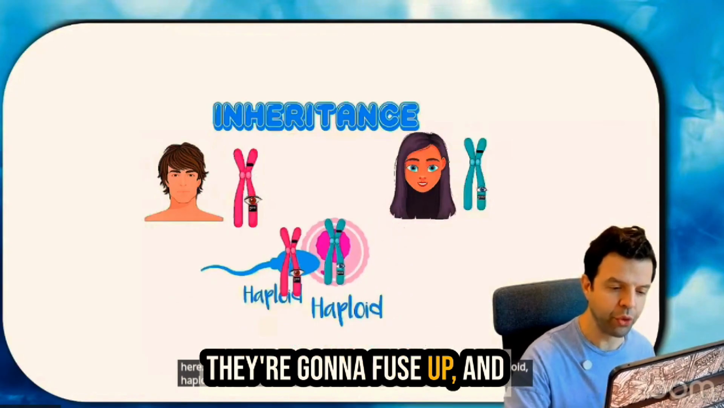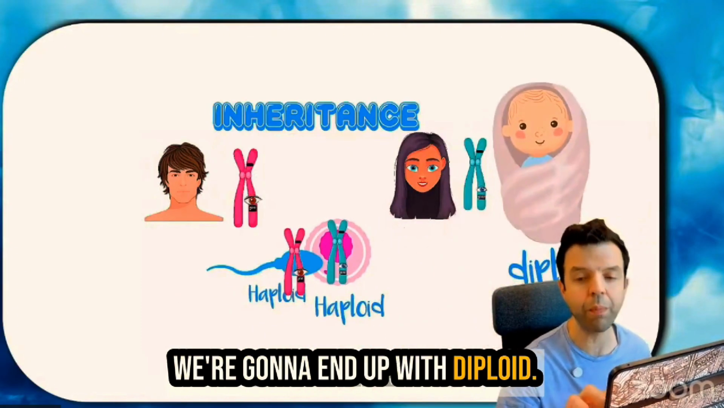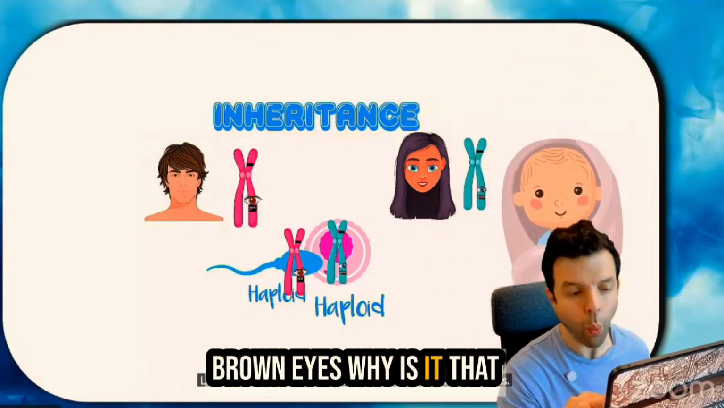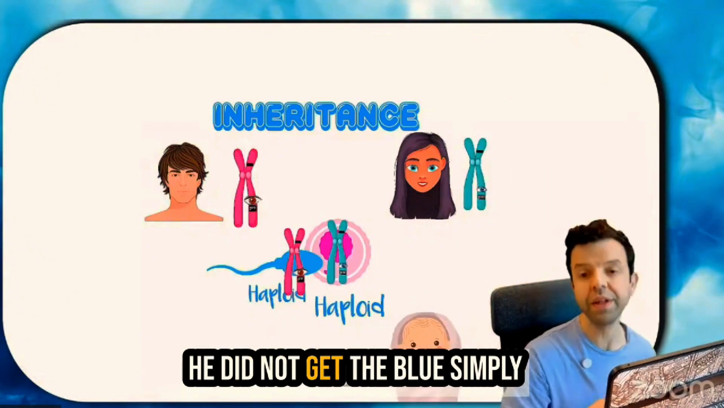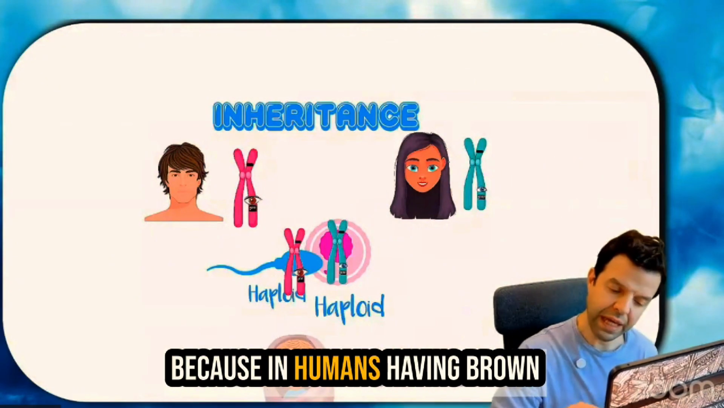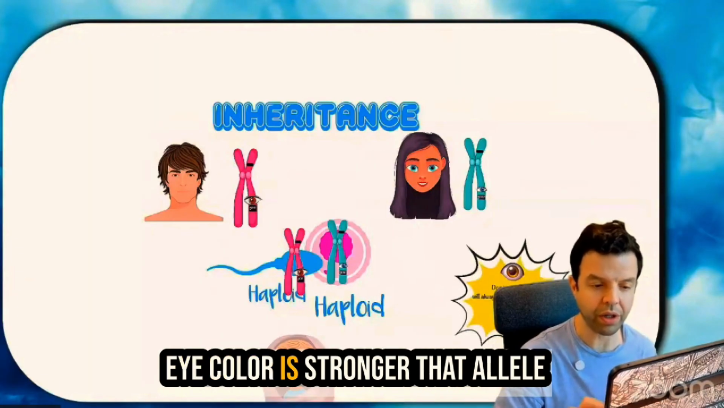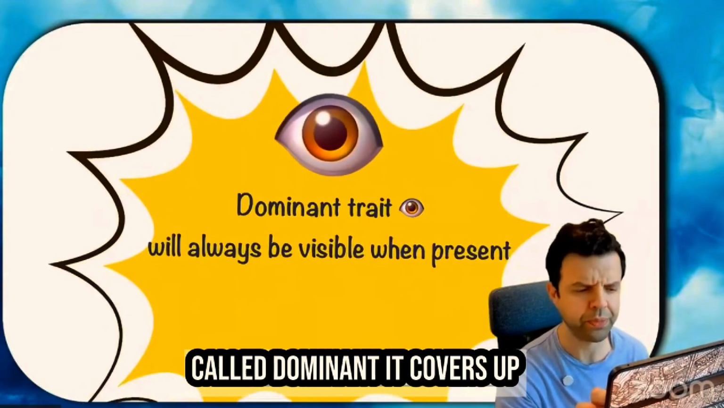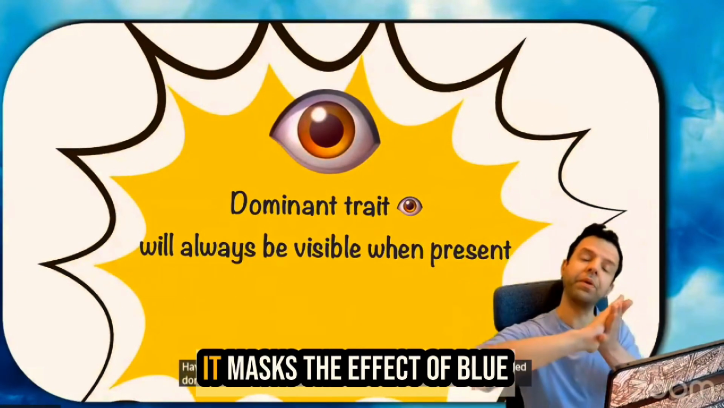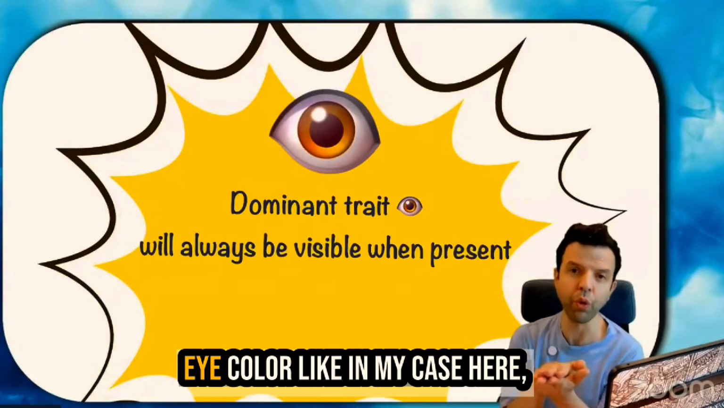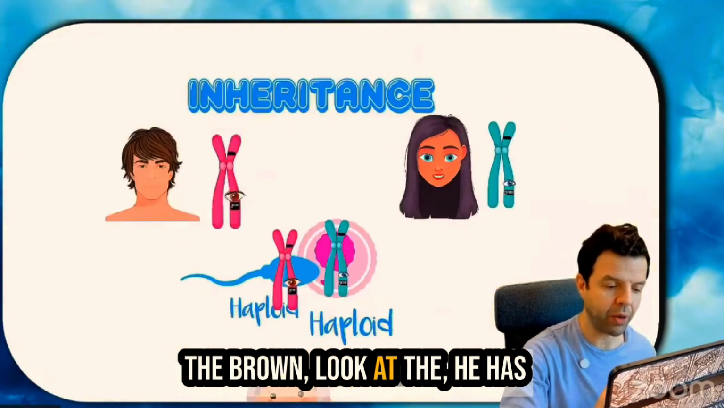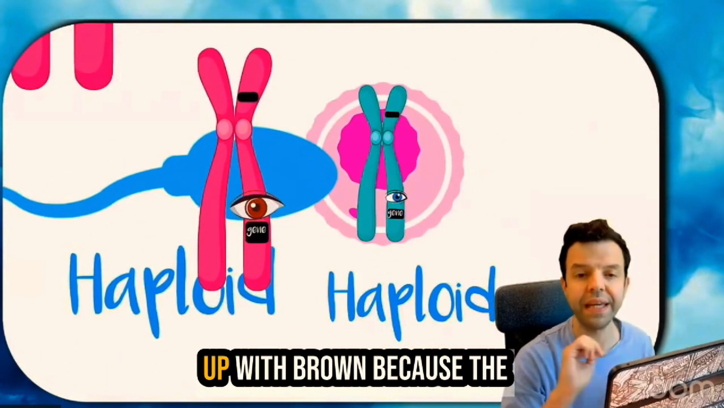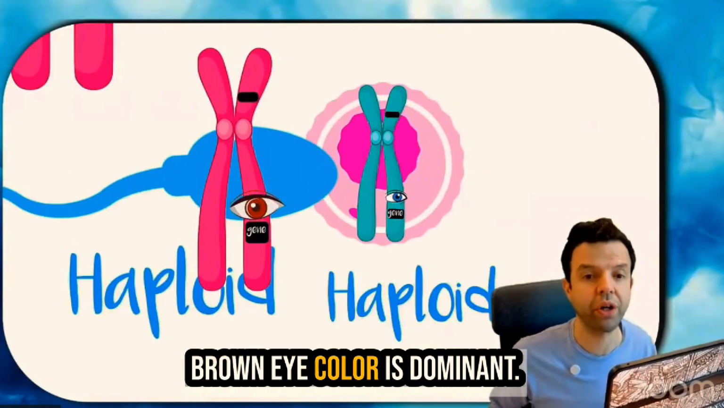They're going to fuse up, and we're going to end up with what? We're going to end up with diploid, like the baby I have here. Now, note, the baby here has brown eyes. Why did the baby get the brown eye? He did not get the blue, simply because in humans, having brown eye color is stronger. The allele for brown eyes is stronger, called dominant. It covers up, it masks the effect of blue eye color. Like in my case here, he has inherited the brown from his dad and the blue from his mom. But nevertheless, he ended up with brown because the brown eye color is dominant.